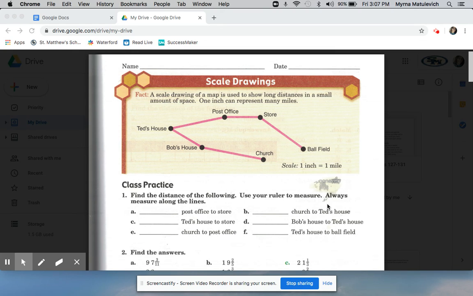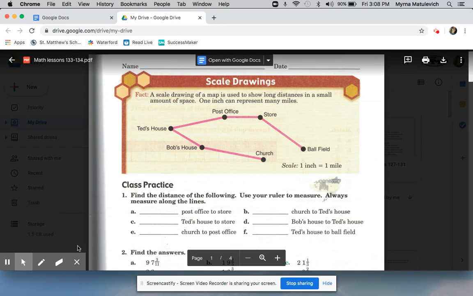If you don't have a ruler at home, your mom or dad may have a tape measure. So number 1, find the distance of the following. Use your ruler to measure. Always measure along the lines. Find the distance of the following. Post office to store. First I'm going to write the measurements on the scale drawing.